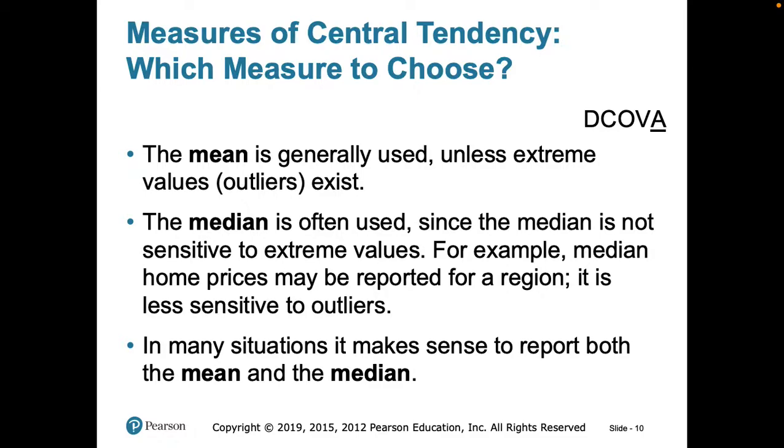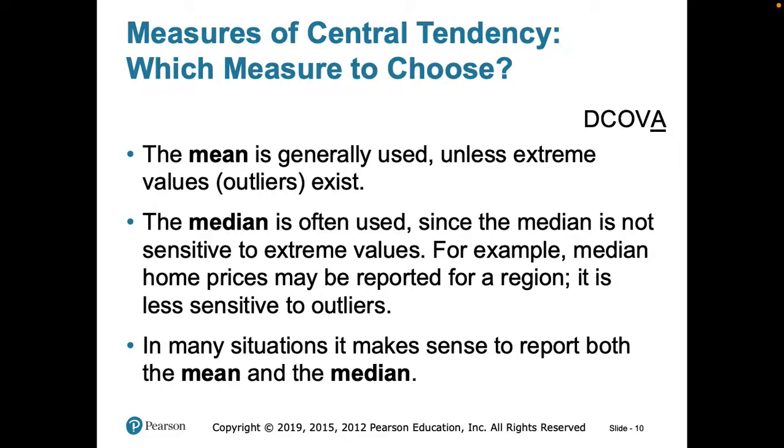So how do you know which one to use? Which is the best central tendency to use? I guess it all depends on what you're trying to achieve. The mean is the one that is used the most. That's the most frequent one. That's the one that people are more familiar with. And unless you have extreme values, you should probably use the mean.